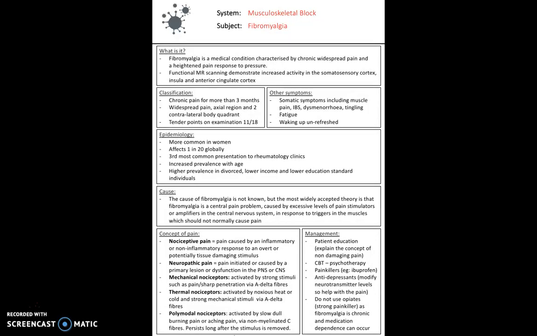Next we have fibromyalgia. This is a disorder of chronic widespread pain and heightened pain response to pressure. Functional MR scanning demonstrates increased activity in the somatosensory cortex of the brain, the insular and the anterior cingulate cortex as well. These patients will have chronic pain for more than 3 months. The pain will be widespread in the axial region and 2 contralateral body quadrants, and there'll be tender points on examination where roughly 11 out of 18 or more are tender.